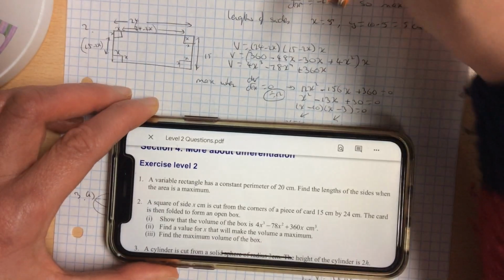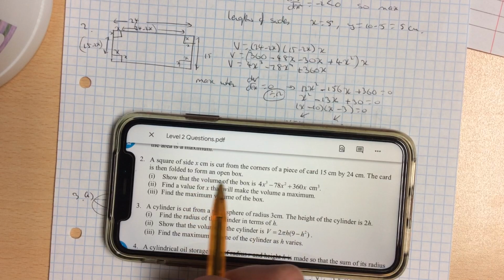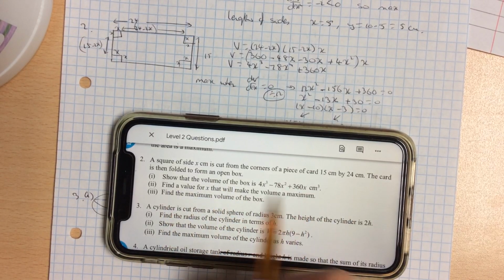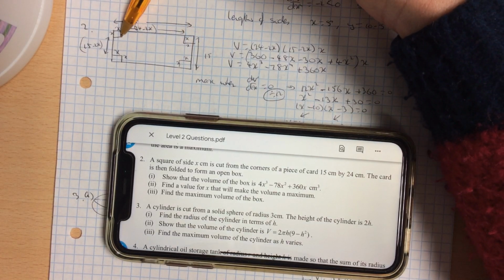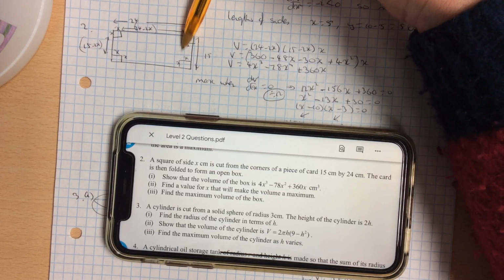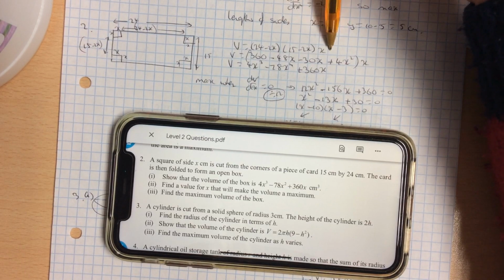Number 2, very similar to the example we did. A square of side x is cut from the corners. The card is folded up to give you an open box. Show that the volume is this. So 24 by 15, the wee corners coming out, so the length of the base is 24 minus 2x. The width of this base is 15 minus 2x. So volume, length times base times height, just as before.